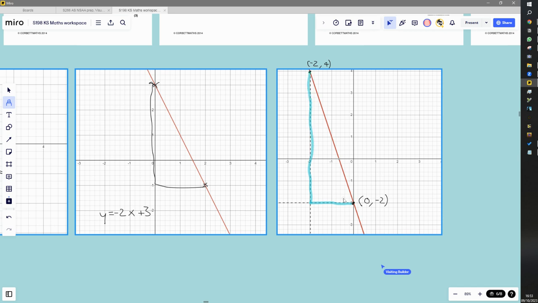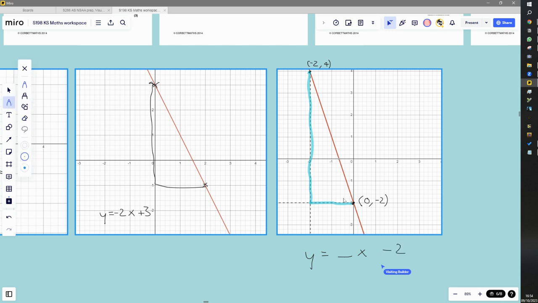Okay. Now, we need to find the equation y equals something times x plus something. Now, the something is the y-intercept. That's dead easy. Where does it cross the y-axis? -2. So I could say plus -2, or I could just say take away 2.